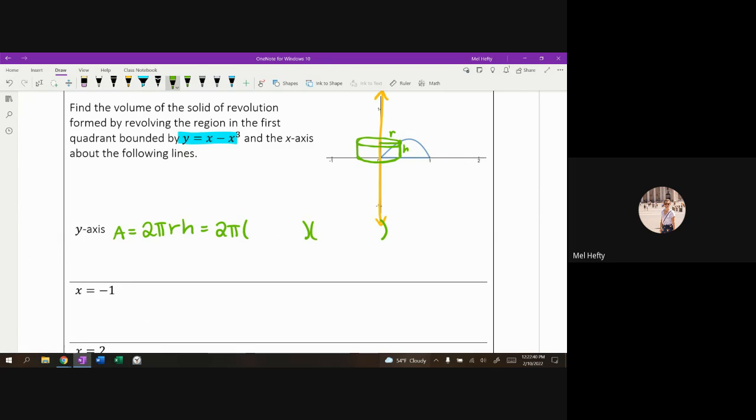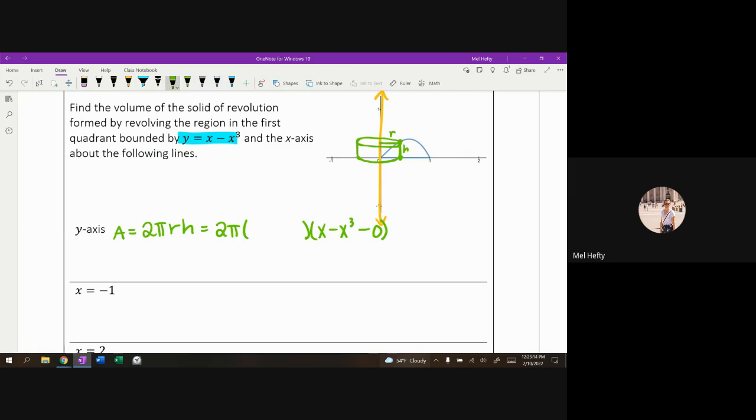The height is from this guy down to this guy. We've done this a million different times with a lot of our top minus bottoms. What do you guys think the height will be in the context of this question? So I'm looking at the height here, top minus bottom. What's the top function? x cubed and then minus 0, right? We're going down to the x-axis. So that should feel very much like before. We've got top function minus bottom function.